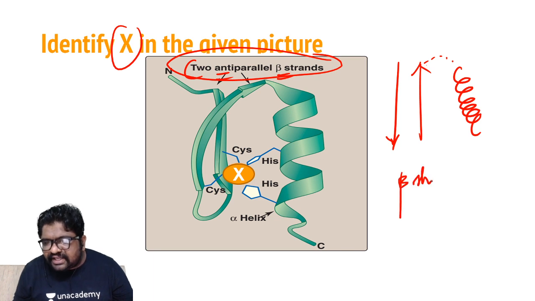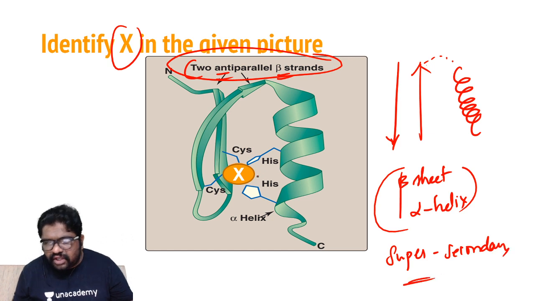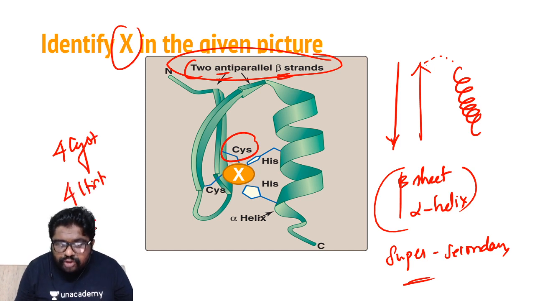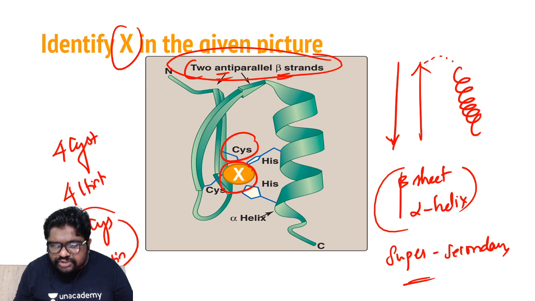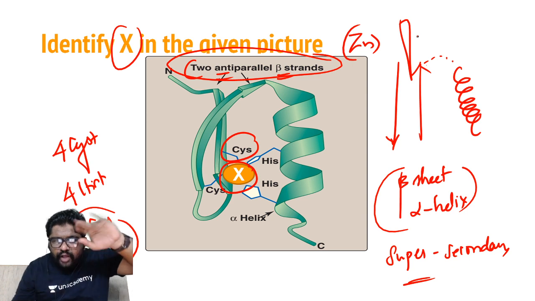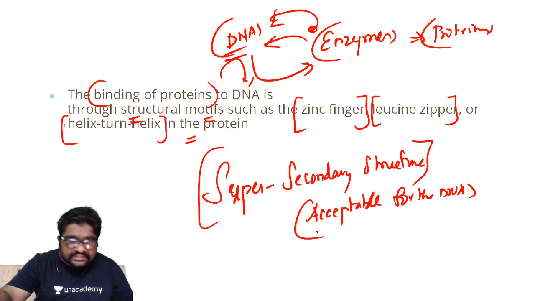So when beta sheet and alpha helix are coming together, think about a super secondary structure or a tertiary structure. And if it's a super secondary structure, when they mention the residues called cysteine, you can sometimes have four cysteine residues or four histidine residues, or you can have two cysteine plus two histidine residues which are trying to make contact with the central portion called zinc. And when the zinc is present, it looks like this, which is called zinc finger motif. It looks like a finger where the DNA can come and bind. Now this is the zone where DNA can come and bind. This is called zinc finger motif.